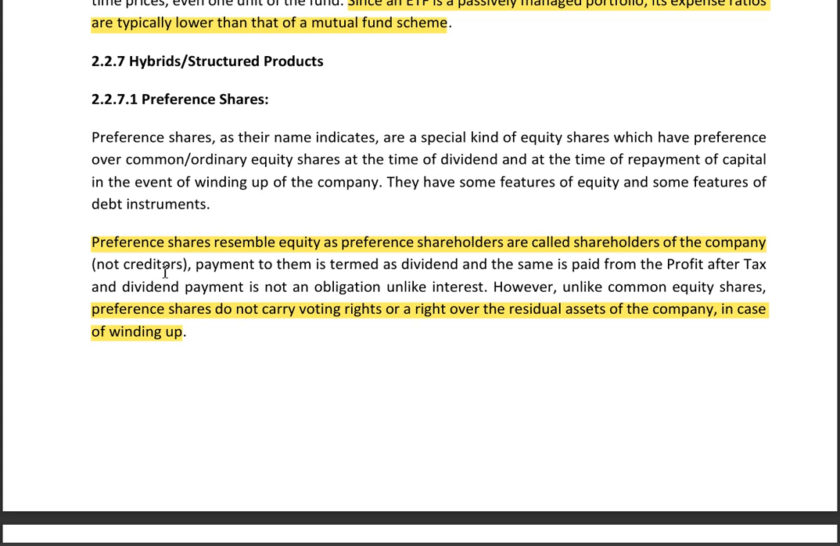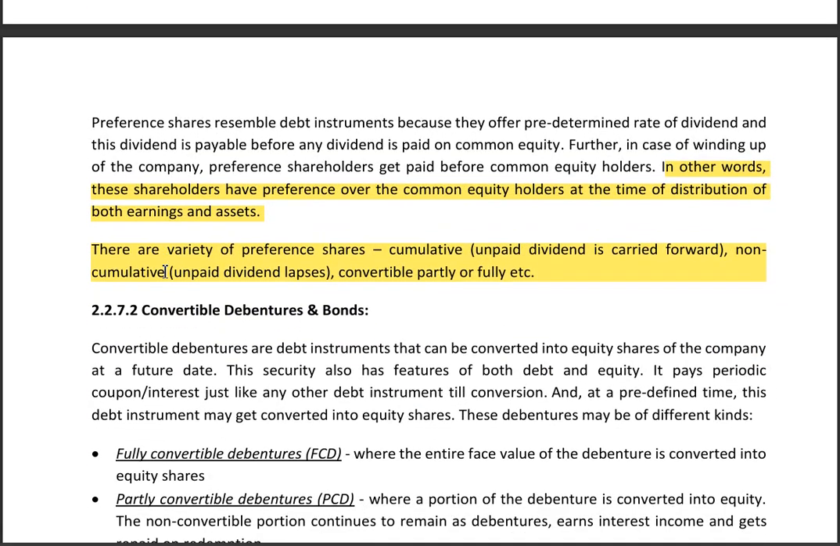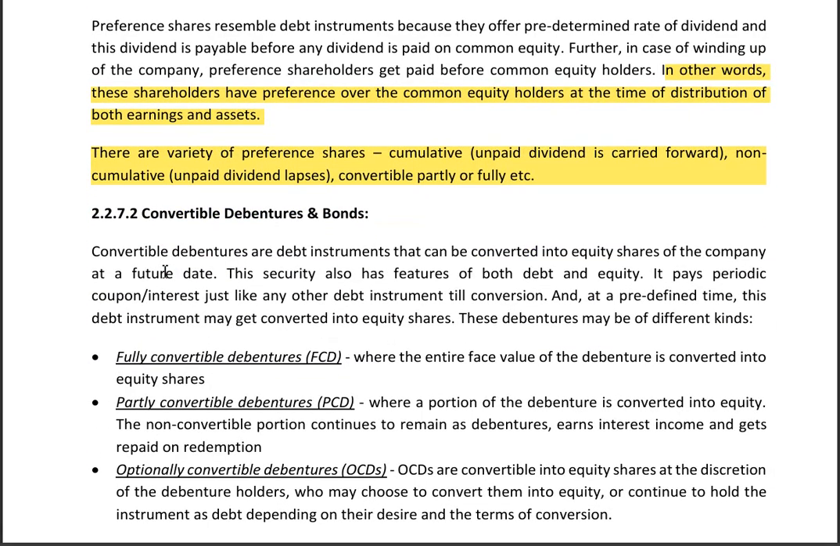One disadvantage of preference shares is they don't hold voting rights. Equity shareholders, like ordinary shareholders, hold the voting rights. They can vote on some particular decisions of the company, which preference shareholders cannot. Their dividend is carried forward.